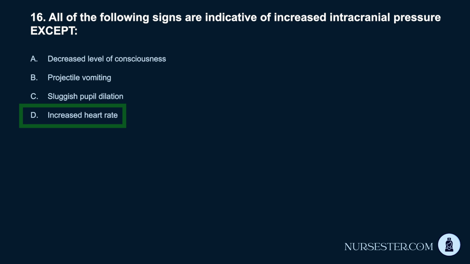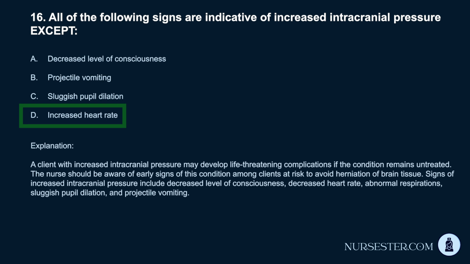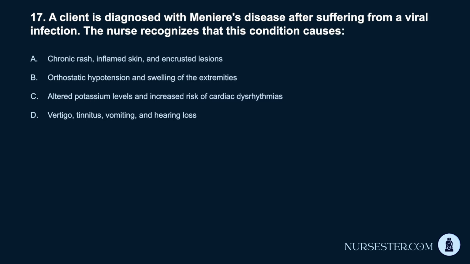Increased heart rate. A client with increased intracranial pressure may develop life-threatening complications if the condition remains untreated. The nurse should be aware of early signs of this condition among clients at risk to avoid herniation of brain tissue. Signs of increased intracranial pressure include decreased level of consciousness, decreased heart rate, abnormal respirations, sluggish pupil dilation, and projectile vomiting.